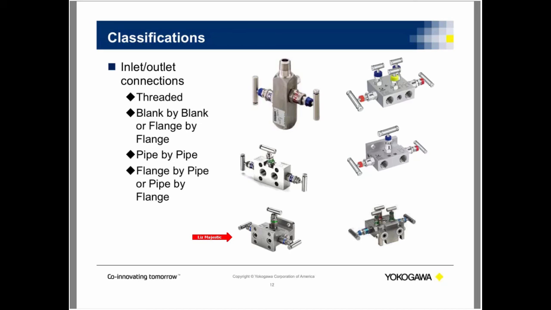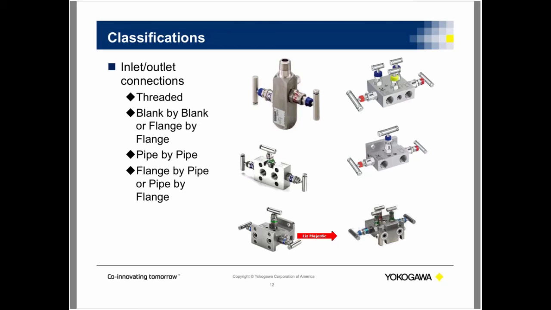And then here is the pipe by pipe. It's also known as tubing by tubing. It just depends on what you've heard in the industry. It can be either one. It's used for transmitters that have connections that are different than the standard 2 1/8 inch center. And we'll talk a little bit more about the pipe by flange, which is below. We'll just skip one. We'll go back. But this manifold is used with transmitters that do have that 2 1/8 inch center.